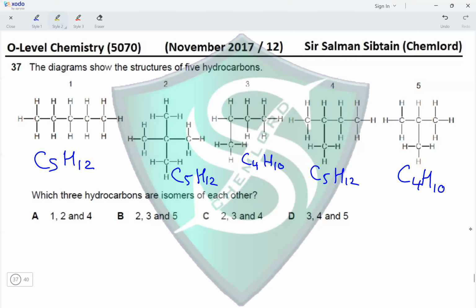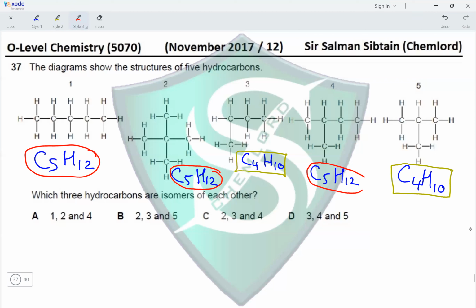So out of these five, 3 and 5 are isomers of each other, but these are only two compounds, whereas 1, 2, and 4 are isomers of each other, and these are the three compounds that the question asked for, making option A the correct option for this question.